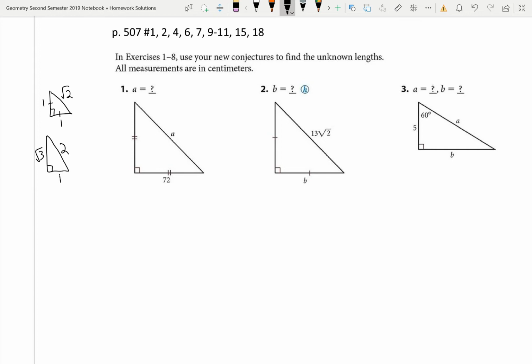And so this is an isosceles triangle, so that means these are both 72, and so A would be 72 root 2.